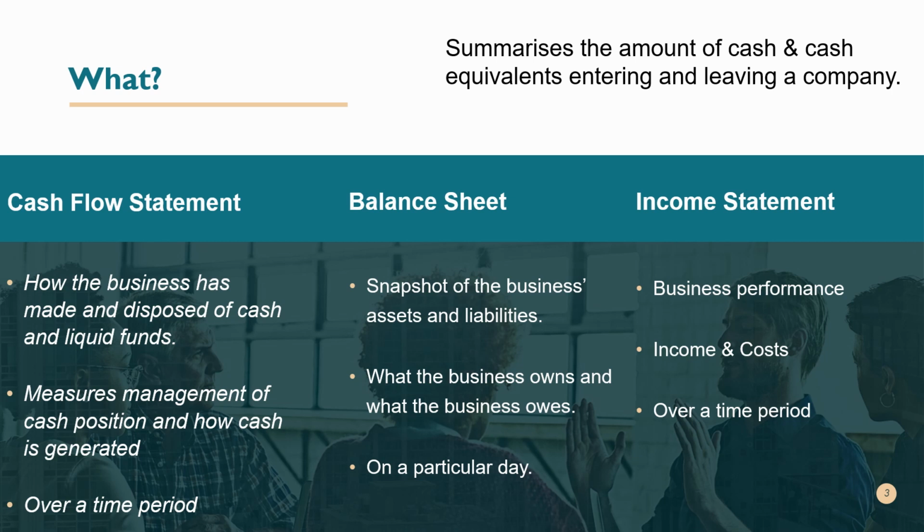The cash flow statement includes only inflows and outflows of cash and cash equivalents. It excludes transactions that do not directly affect cash receipts and payments, unlike the balance sheet and income statement. The income statement measures the business's financial performance, and the balance sheet is a snapshot of a business's assets and liabilities on a particular day.